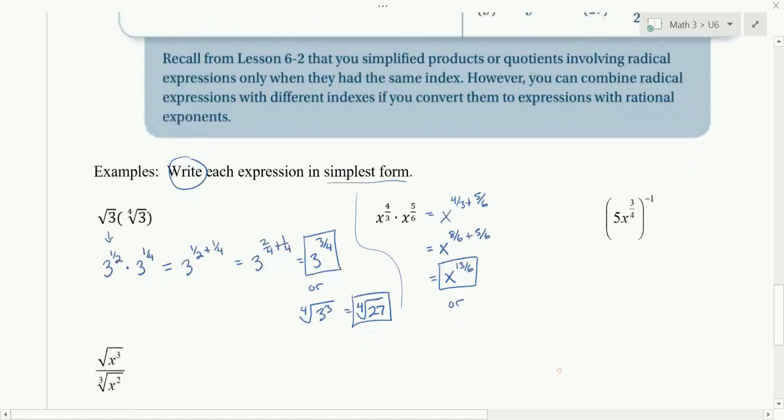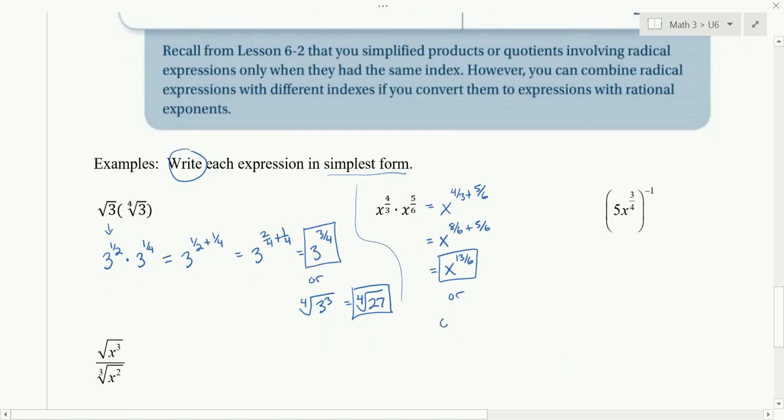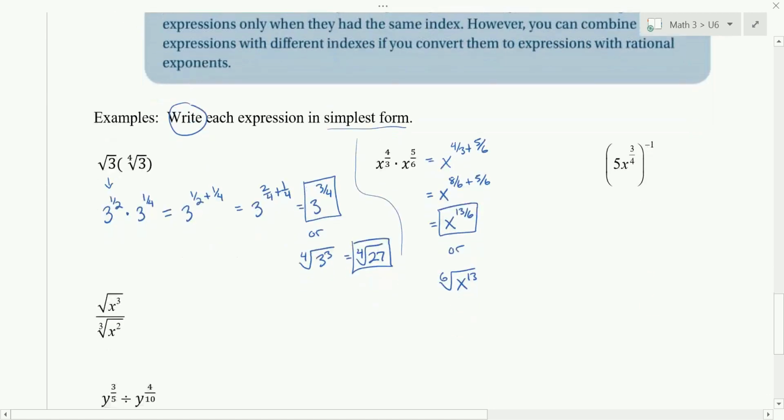Or if we change it now to radical form, we get the 6th root of x to the 13th. So we have 13 x's underneath the sixth root. So we're looking for groups of 6. And how many groups do we have? 2. So x squared with the sixth root of how many remaining? Just 1. So either of those are equivalent to each other in different forms.